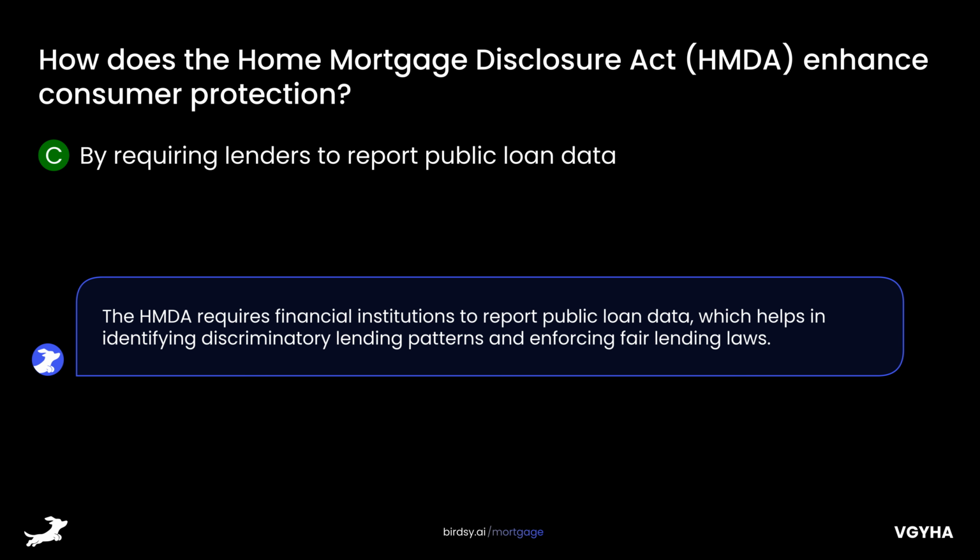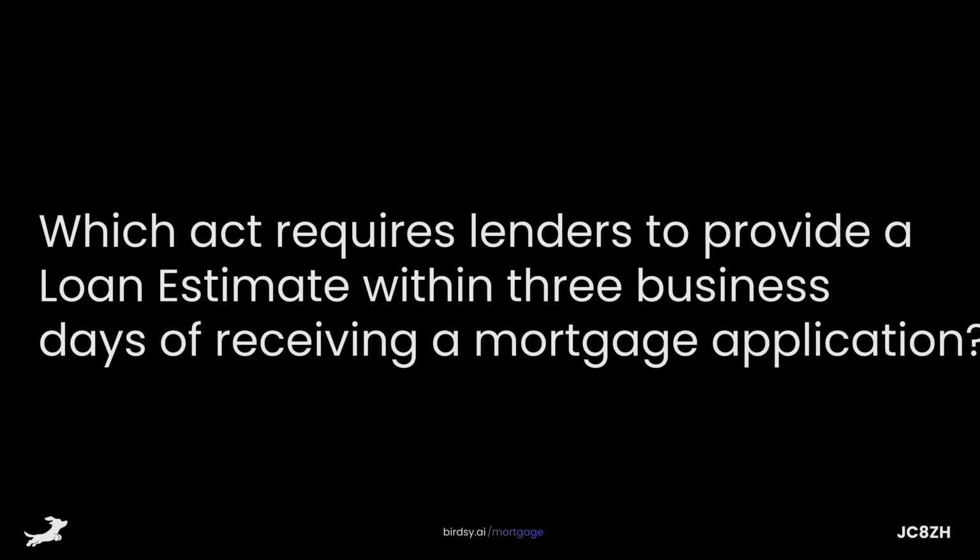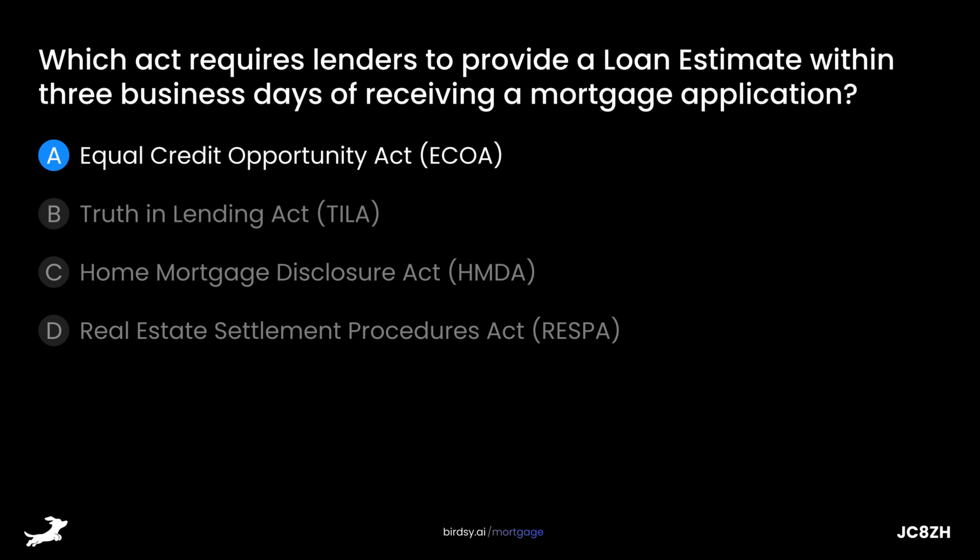The HMDA requires financial institutions to report public loan data, which helps in identifying discriminatory lending patterns and enforcing fair lending laws. Which act requires lenders to provide a loan estimate within 3 business days of receiving a mortgage application? Is it A. Equal Credit Opportunity Act, B. Truth in Lending Act, C. Home Mortgage Disclosure Act, or D. Real Estate Settlement Procedures Act? The answer is D. Real Estate Settlement Procedures Act.